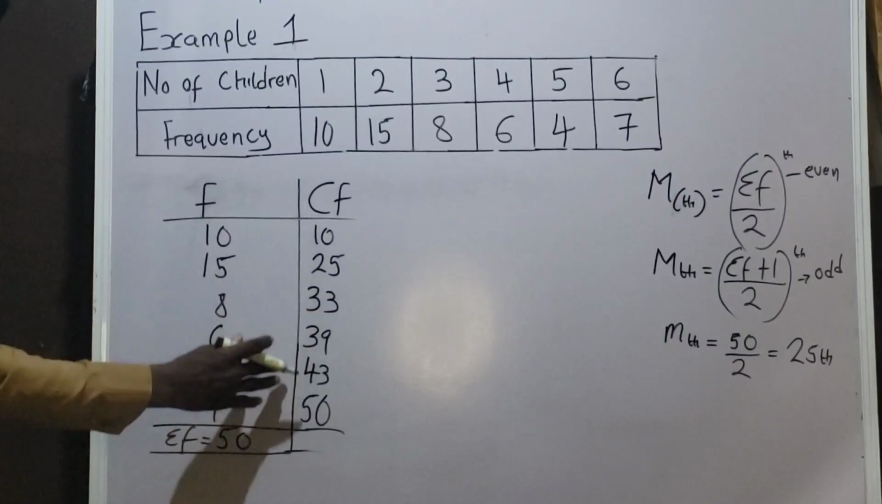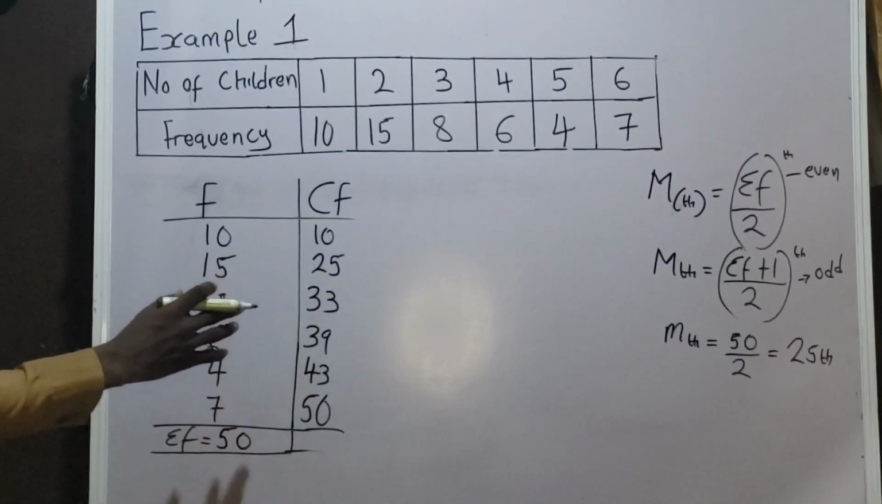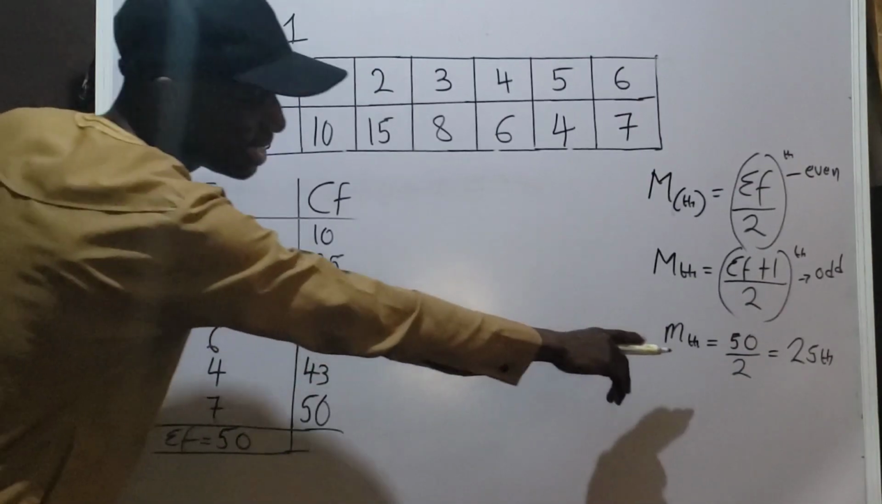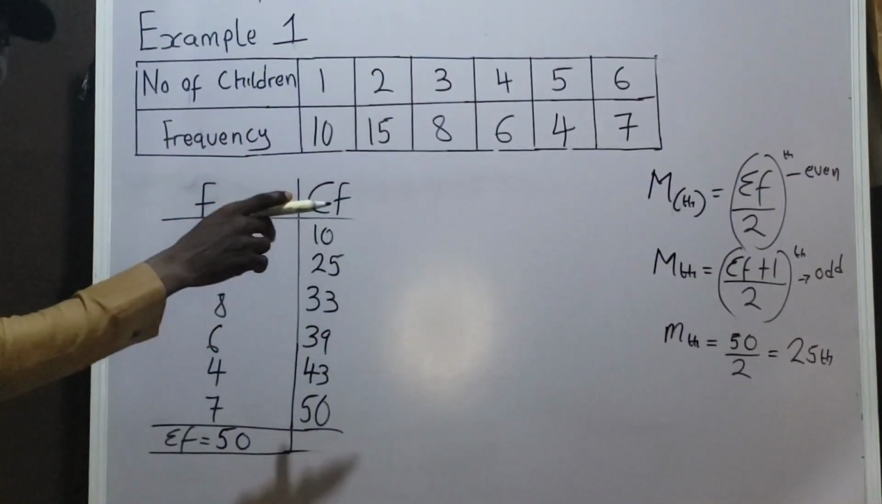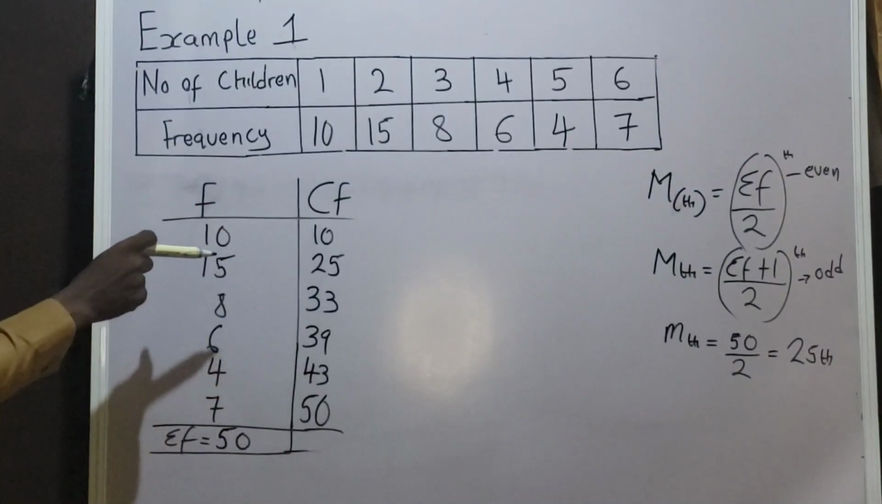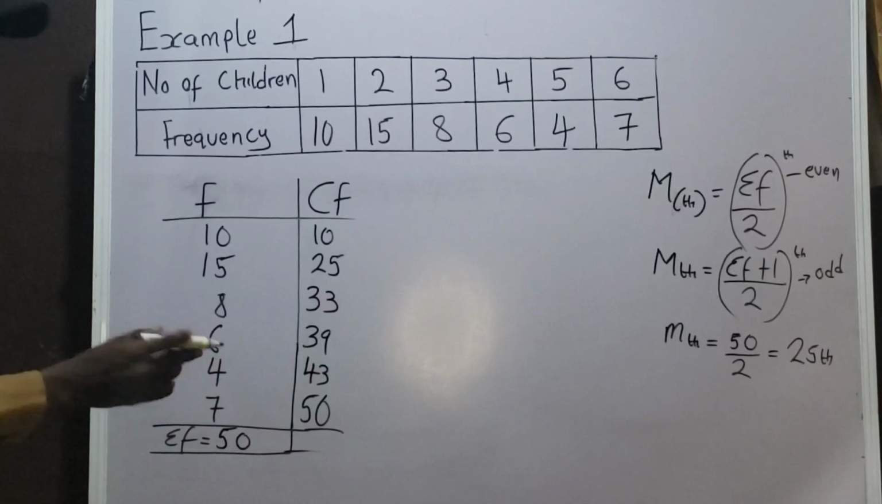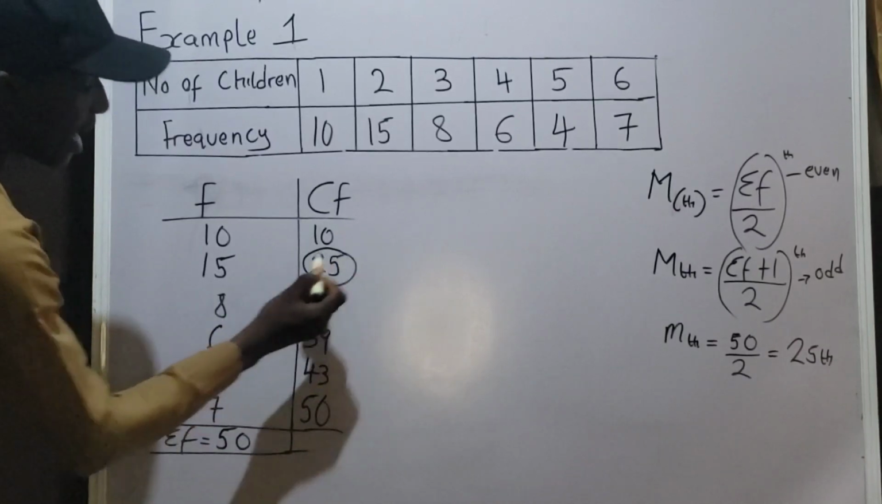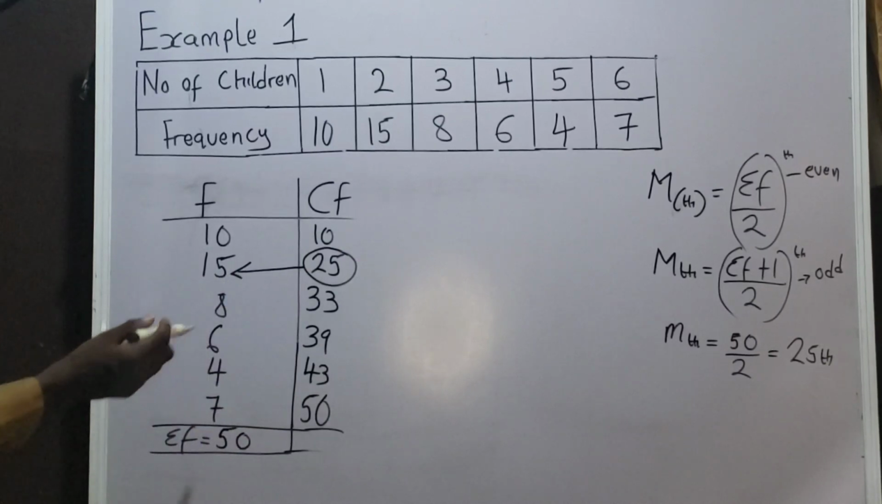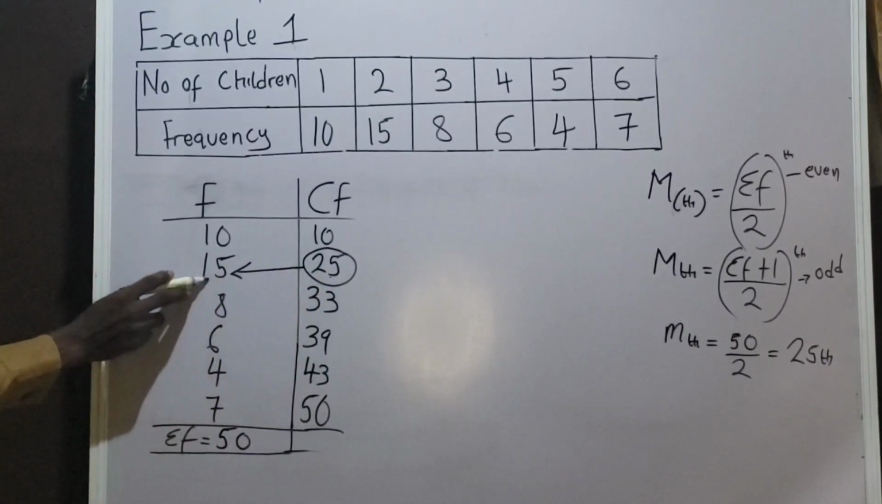Now, from this cumulative frequency table, which frequency does the 25th fall into? Don't forget that our median position, the median class, is the 25th. Now, where does the 25th fall among this cumulative frequency table? It falls around here. So the frequency that belongs to the position where the 25th falls is 15.